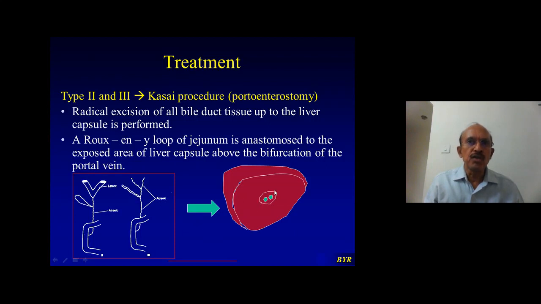So when you core out liver tissue around the porta hepatis, you will find 2 or 3 bile duct openings. To the margins of this liver capsule where you have cored out, you do the hepatojejunostomy. So you do a Roux-en-Y loop, take it, and then do the anastomosis at this place. This is called portoenterostomy. That means to the porta hepatis, you are doing the anastomosis. That is called the portoenterostomy.